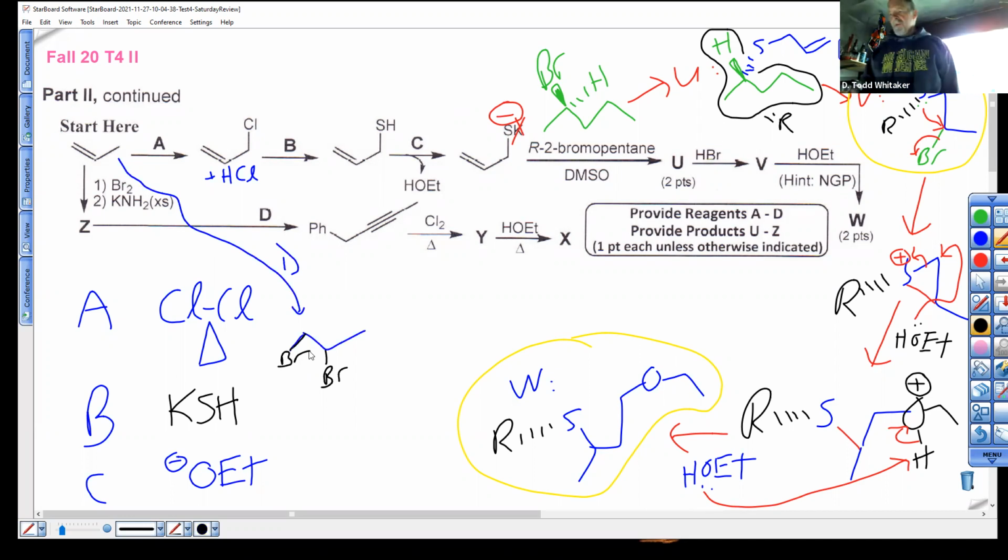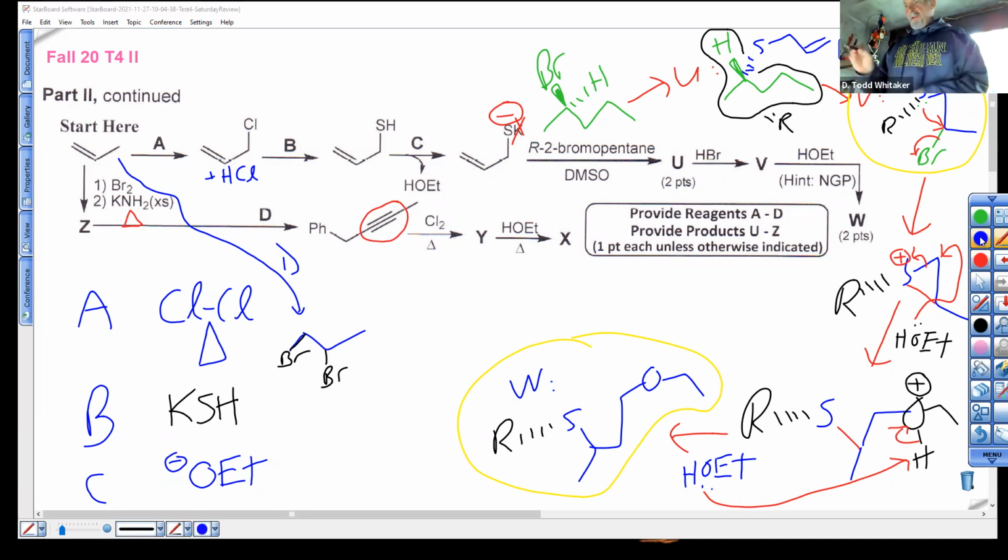Step 2, KNH2 excess. On your test, I would have been nicer and said, there's a clue that you're going to do eliminations right here. Isn't that a clue to you? I'm just hoping that that's a clue to you. You need to do E, elimination. But I really should have had heat here. That's not a bulky base. That was an oversight on my part. I am confessing right now.